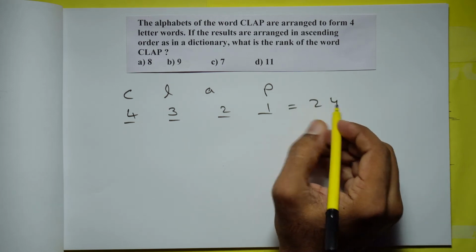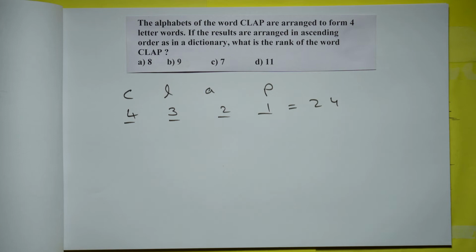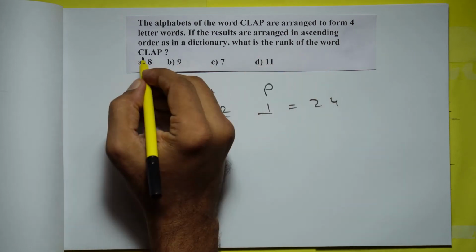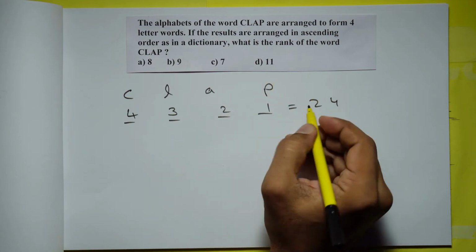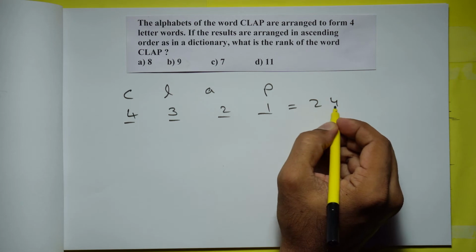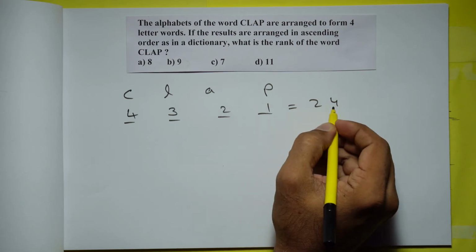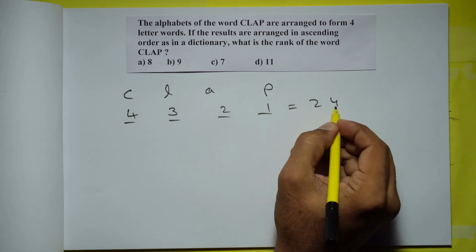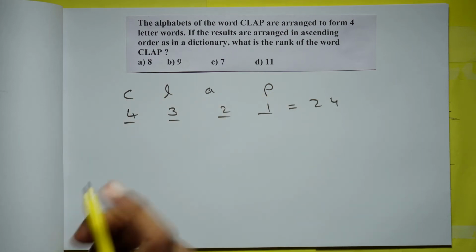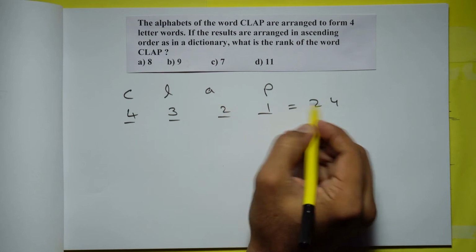Now what they are asking is, if these 24 words are arranged like in a dictionary, what is the rank of the word CLAP, or what is its position? Now the best way to do such questions is, altogether 24 words are there. How many words will be there before this word CLAP? So we'll find out the words that will come before the word CLAP.